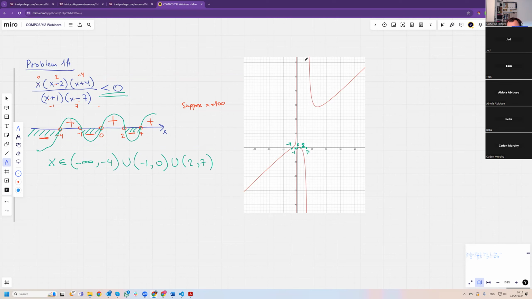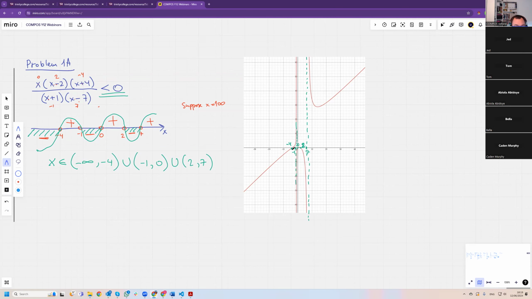You don't necessarily notice that it changes sign at 7, but it does. Look, if you draw an asymptote, because 7 is a vertical asymptote, it does change sign, because to the left of 7 it is negative, to the right of 7 it's positive. And the same for -1. To the left of -1 is positive, to the right of -1 is negative.